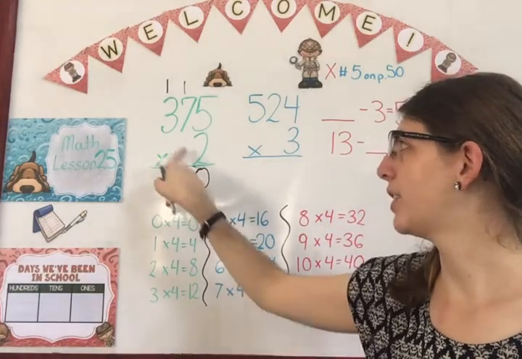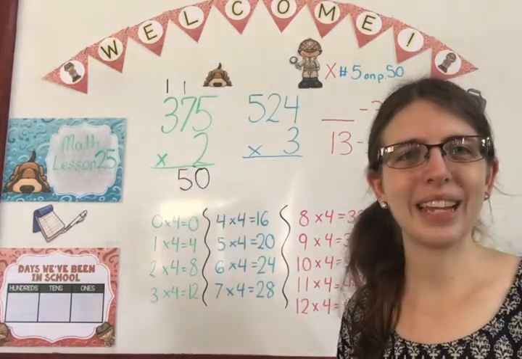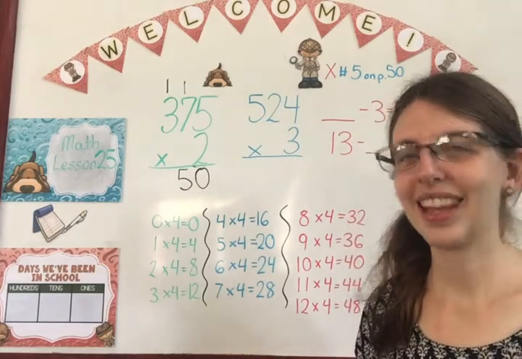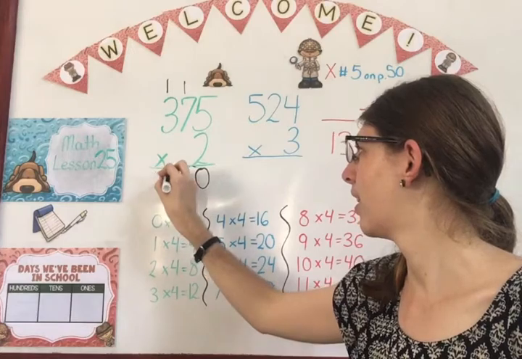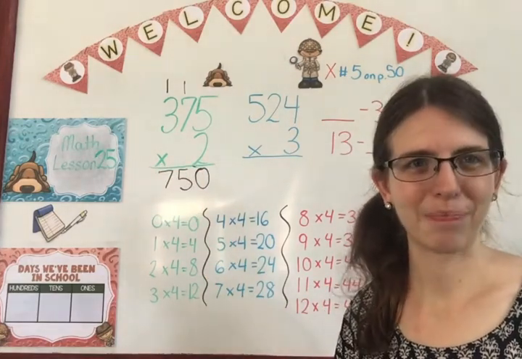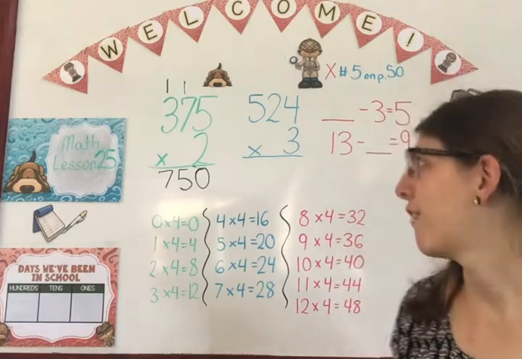Now I multiply 2 times 3. 2 times 3 is 6. Plus 1, 7. So my answer is 750. Let's do the next one.